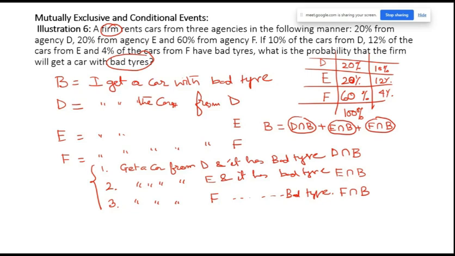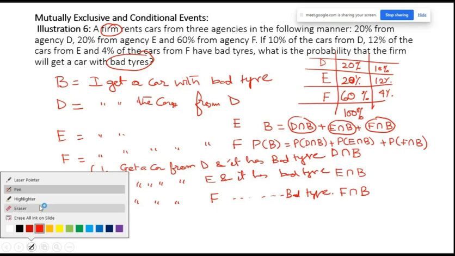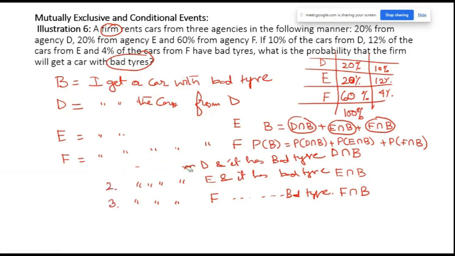Now you go to the formula of probability. Probability of B is equal to probability of D intersection B plus probability of E intersection B plus probability of F intersection B. Why have I added them up? Because they are all individual events which can be added up, being mutually exclusive events. Let me now erase this place so that I can get some space here.